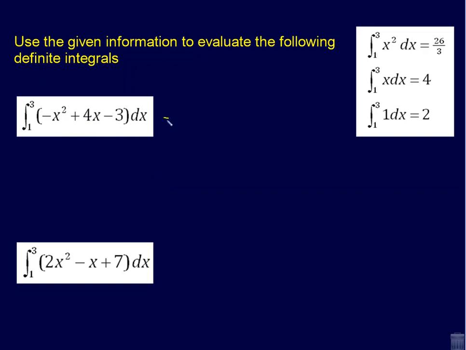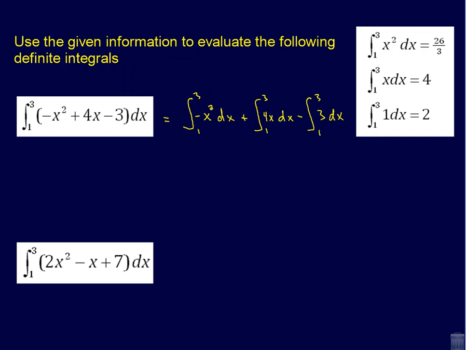The first step is I would split this into 3 separate integrals using that addition property of the last slide, by writing this as the integral of negative x squared from 1 to 3, plus the integral of 4x also from 1 to 3, and then minus the integral of 3 from 1 to 3.